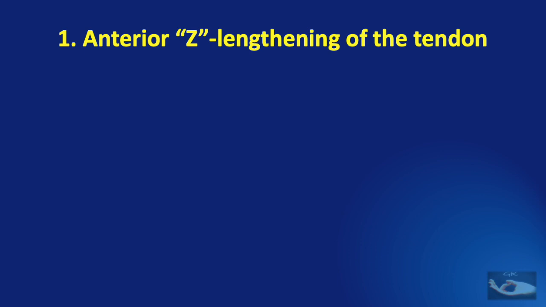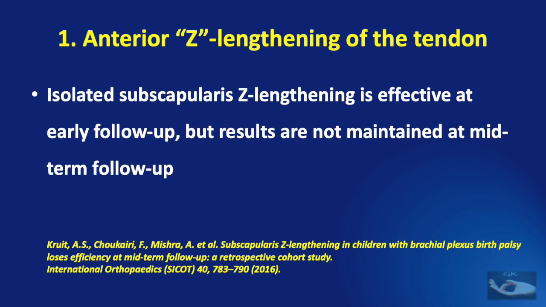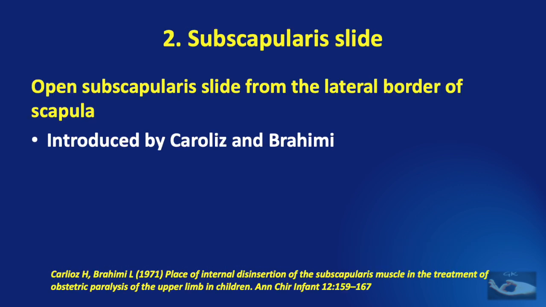By the technique of anterior Z-plasty or Z lengthening of the subscapularis tendon, every 1 centimeter produces 20 degrees of external rotation. Isolated subscapularis Z lengthening is effective at early follow-up, but results are not maintained at mid-term follow-up according to a study. The subscapularis slide procedure is an open procedure done from the lateral border of the scapula. It was introduced by Carlioz and Brahimi.